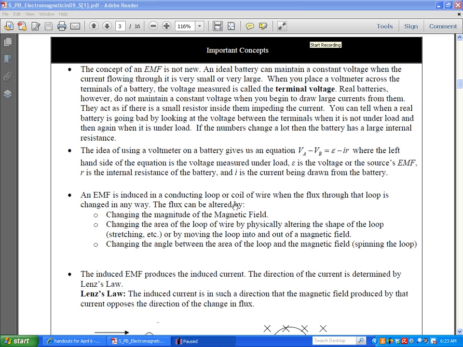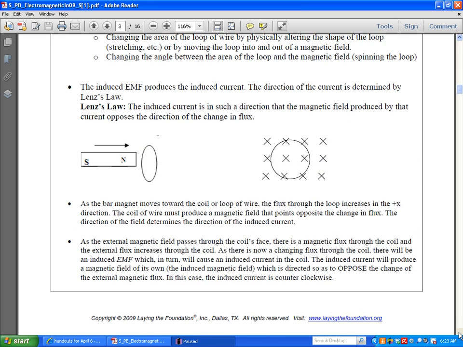And there are several ways we can induce a voltage or an EMF. And the biggest help is to alter the flux, and we can change the magnitude of the magnetic field over time. We can change the area by physically altering the shape of the loop, stretching it, compressing it, or we can move it in and out of a magnetic field, or we can change the angle by spinning the loop. So there's lots of things we can do. As a result, we're going to have an induced EMF, and it's going to cause a current to flow, and the direction of the current is going to be determined by Lenz's law.